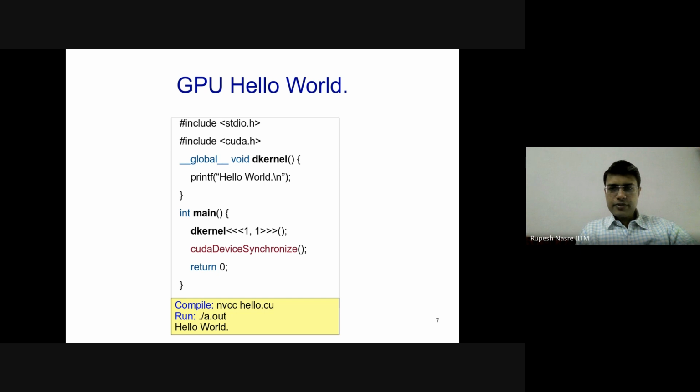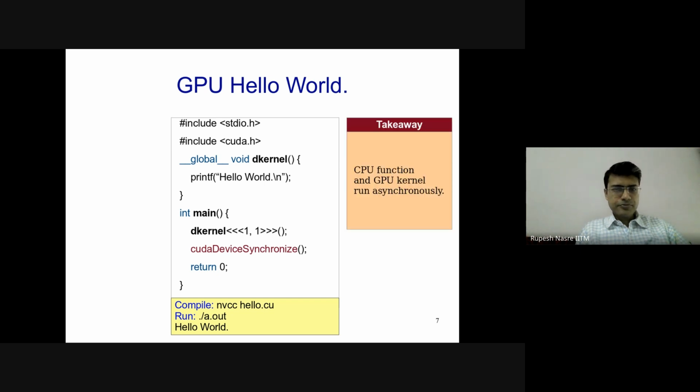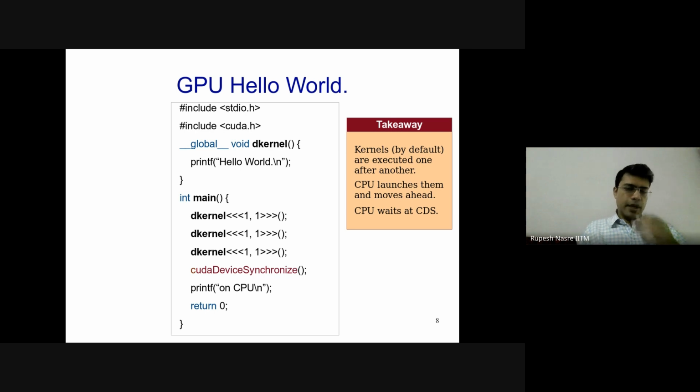All right. If there are no further questions, then we'll move ahead, and thanks for all these questions. So our first takeaway was that CPU and GPU functions run asynchronously. That means they can be running in parallel, and we have to be aware of that all the time and add this cudaDeviceSynchronize whenever required. So I'm going to make life a little more complex. So our D kernel is now called 3 times, and then there is cudaDeviceSynchronize.